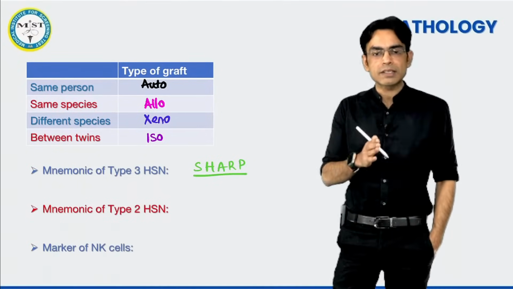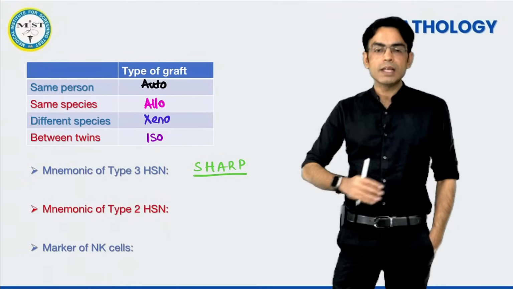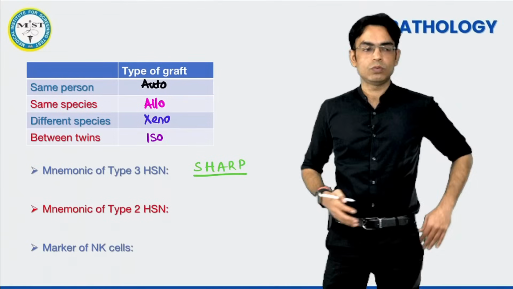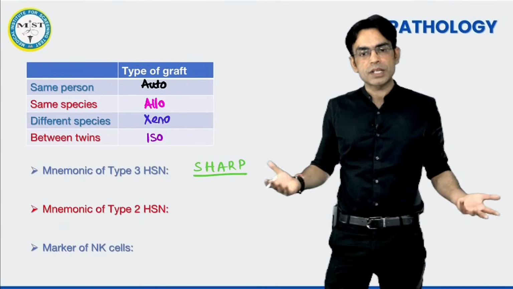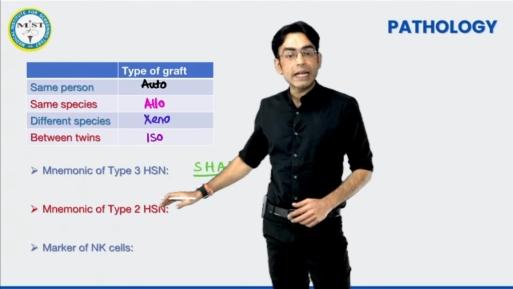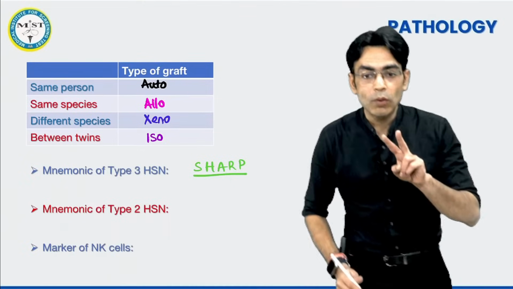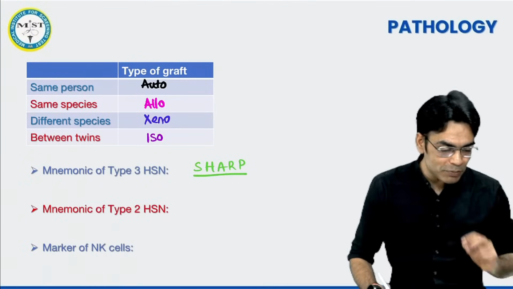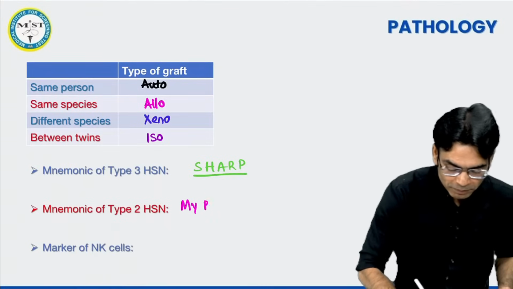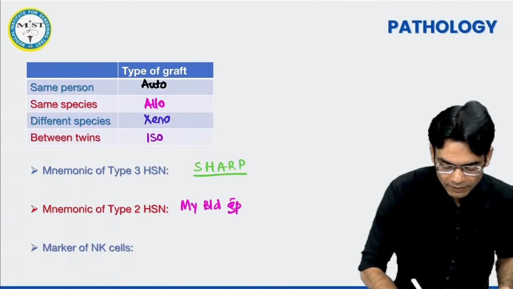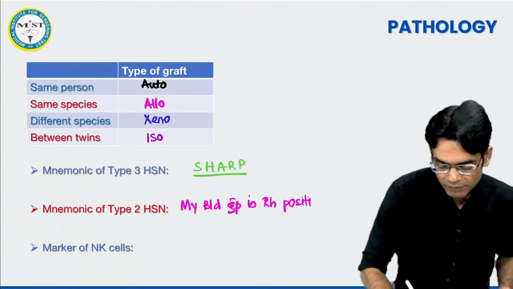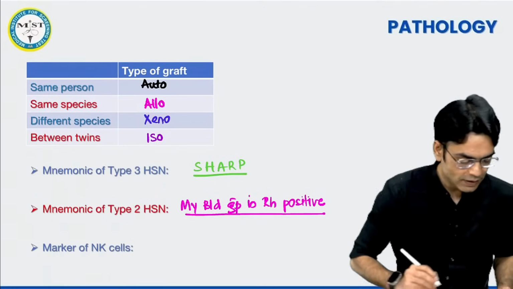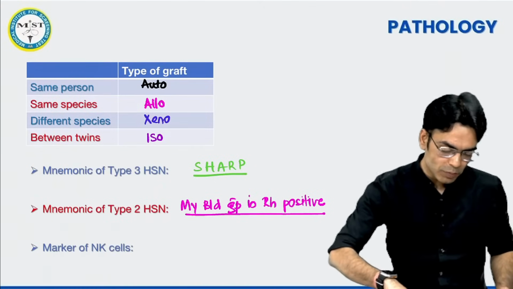Many a times in your exam, the question comes so simple कि यार ये, which type of hypersensitivity it is. ये question आ जाता है exam में. Then mnemonic for type 2 hypersensitivity. ये अपना बहुत ही, अपन ने इसमें दो चीजें याद की थी. That mnemonic for type 2 hypersensitivity: my blood group is RH positive.